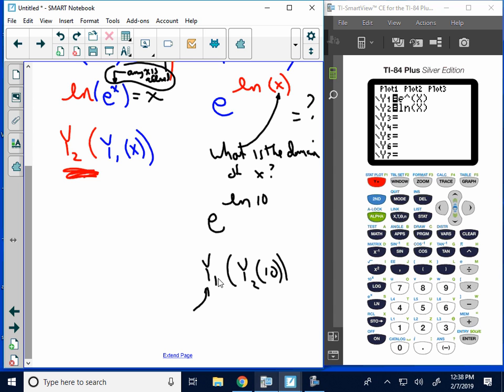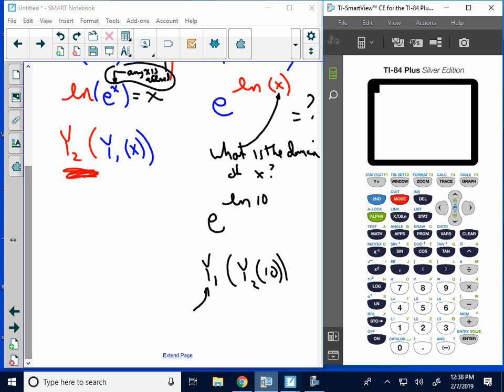So let's see how that works. Go back to vars, yvars, function, y1, and then we're going to be putting in vars, yvars, function, y2, and we'll just put in 10. Okay, and no problem, we get 10 out. What did I put in? Let me see where it says go to my error.